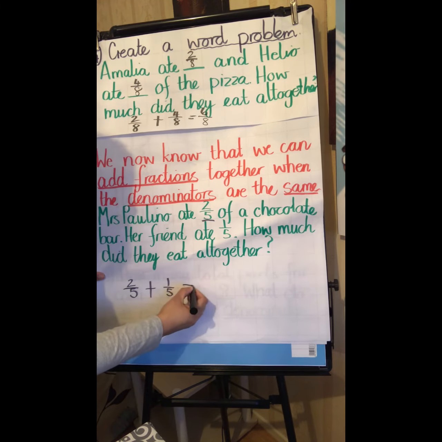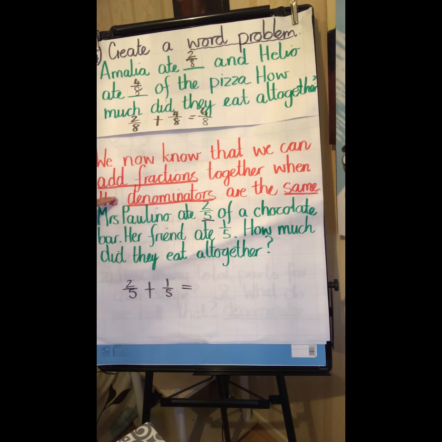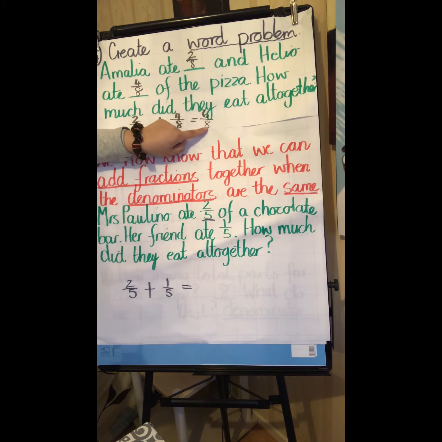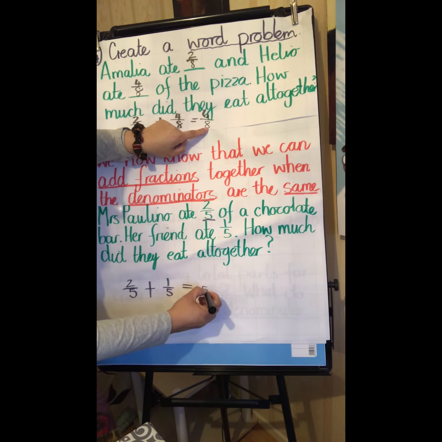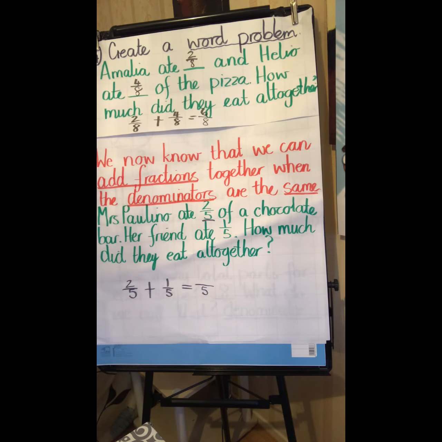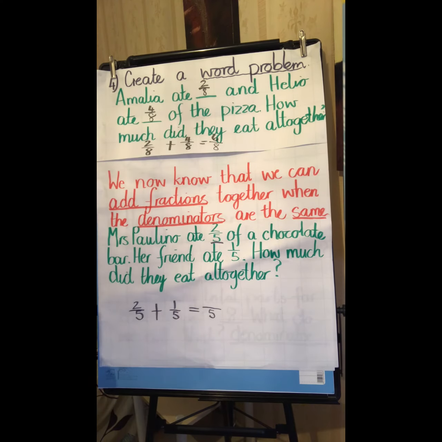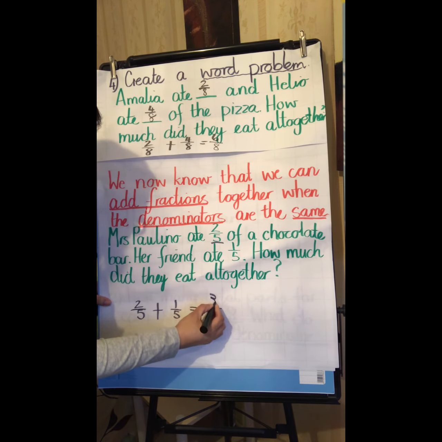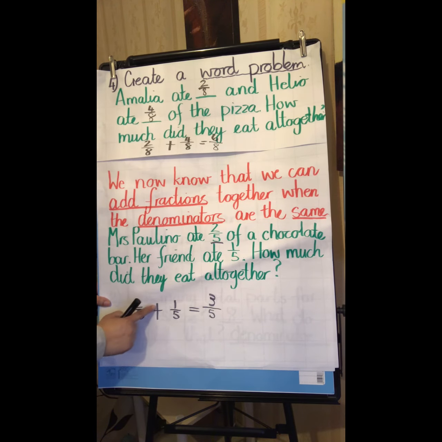So we know the denominator is the same, so we can write the same denominator in our answer. What do we add? We only add the numerators. So what is 2 plus 1? So 2 plus 1 is 3. So 2/5 plus 1/5 is equal to 3/5.